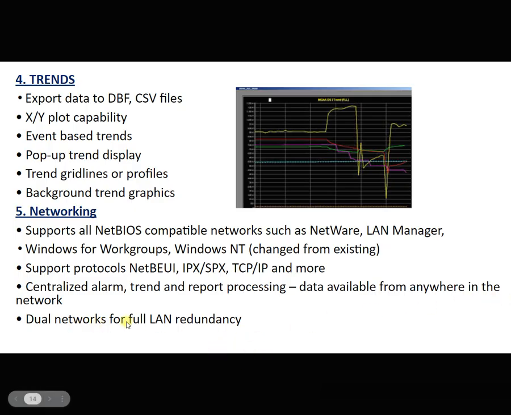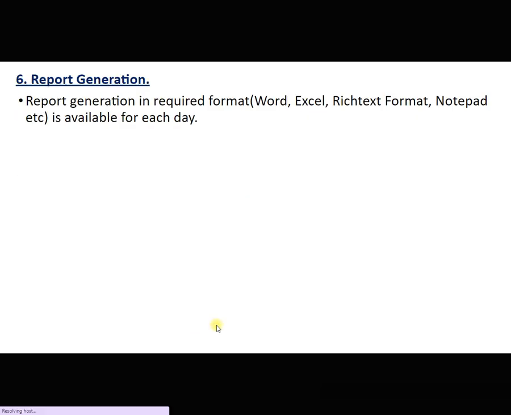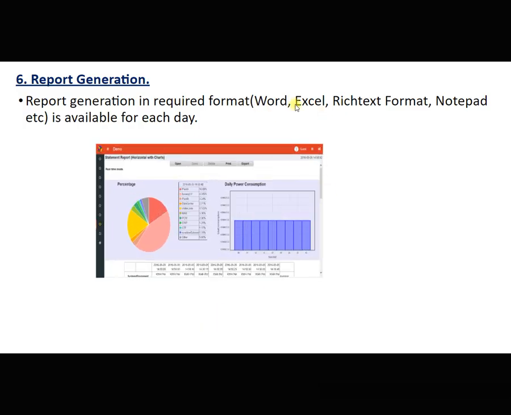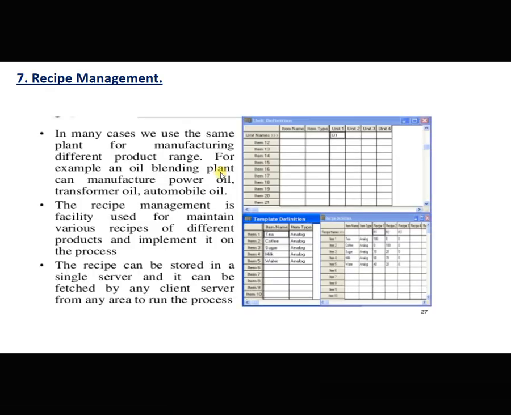Okay, dual network for full LAN redundancy means it is a duplex system. Okay, fine. So next we have report generation. As I told, I can generate the report in these different formats. So you can see here. Okay. So next one is recipe management.